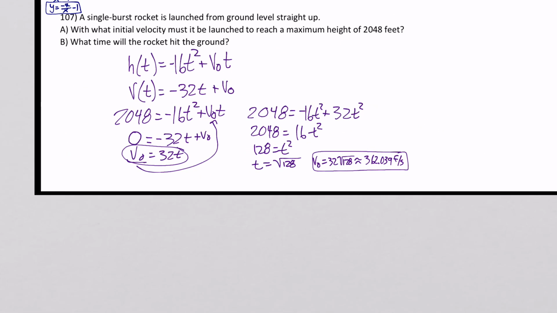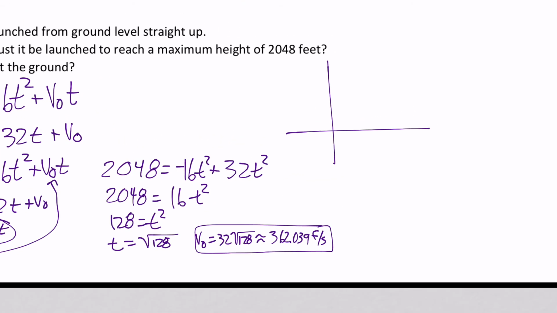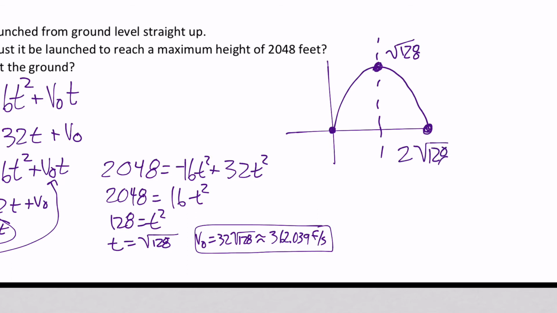But B says, what time will the rocket hit the ground? Well, if you think about this, all we really need to know to answer that question is that time we found, because this is launched from ground level, so it's going to have an x-intercept there. It's a parabola, so it's going to have perfect symmetry. We found that this time right here was the square root of 128, which means that this time right here when it hits the ground is 2 times the square root of 128. So that's all you have to calculate to find this answer.